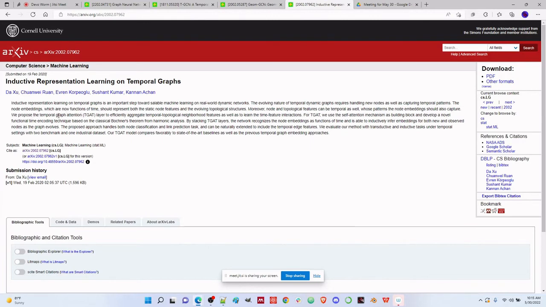So they propose that this approach called temporal graph attention, or TGAT, can be used to efficiently aggregate temporal topological neighborhood features, as well as to learn the time feature interactions. So temporal topological neighborhoods are basically geometric areas, topological areas of the images or of the data set that emerge in time. And so this is something that's very relevant to what we're trying to do. They use this attention mechanism to develop novel functional time encoding approaches to this problem. And so this might be very useful as well.